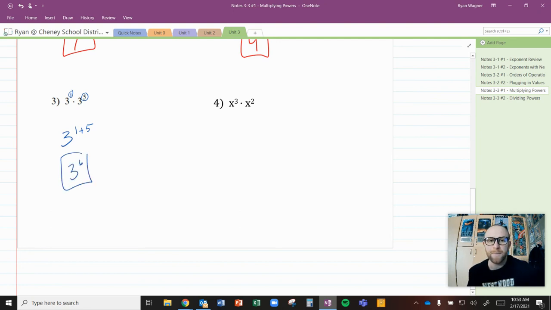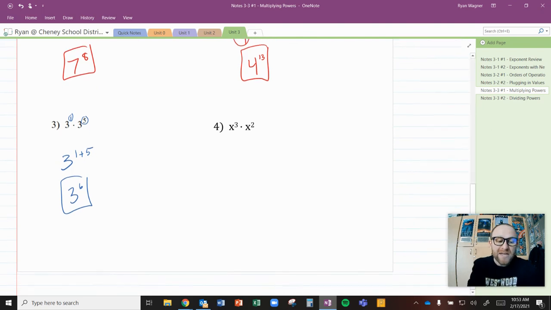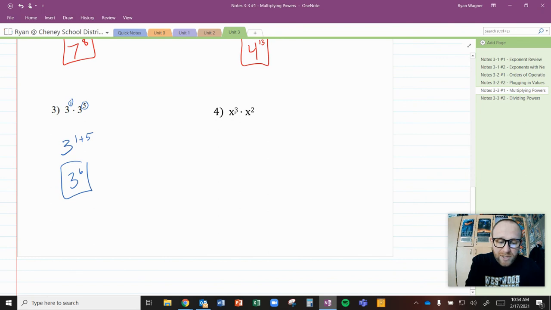to the 6th. Now, if you noticed, you don't have to simplify these. You don't have to figure out what 7 to the 8th is. You can leave your answer in exponential form. 7 to the 8th is perfect. 3 to the 6th is perfect. Now, if you got one that said like 2 to the 3rd, you could simplify that if you wanted, but you don't have to.